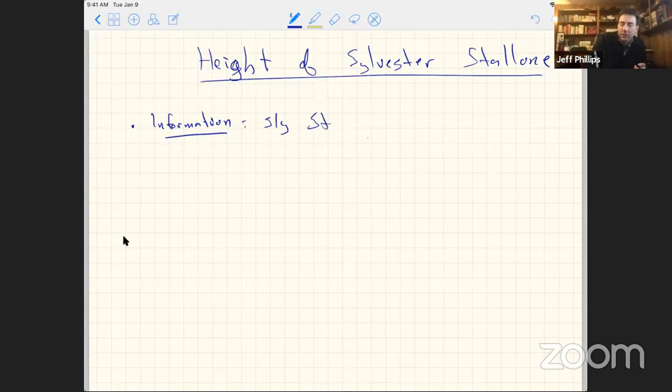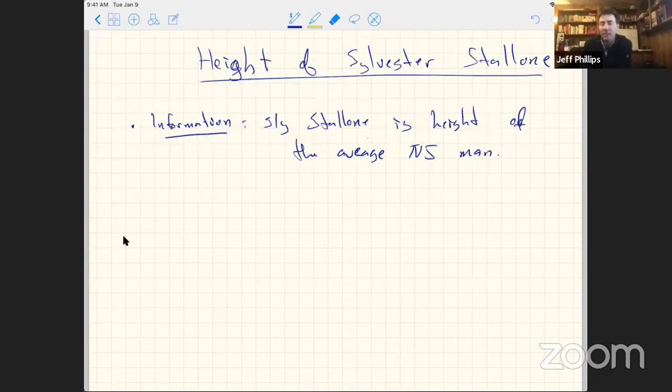So say Sly Stallone is about the height of the average New Jersey man, right? Let's say I released some information, maybe accidentally. There was a crowd of men in New Jersey, maybe at the beach, and he's there, and he's about the average height. Okay, so I can't really tell how tall he is, but I can tell he's about the average height in this crowd, right?